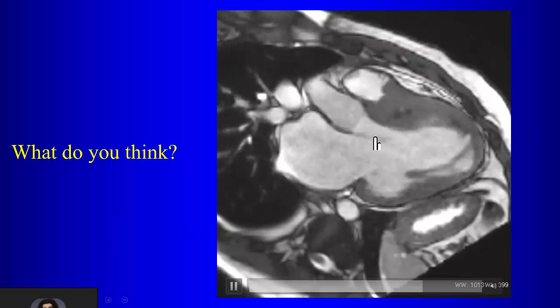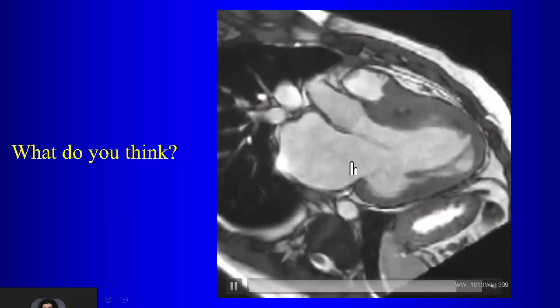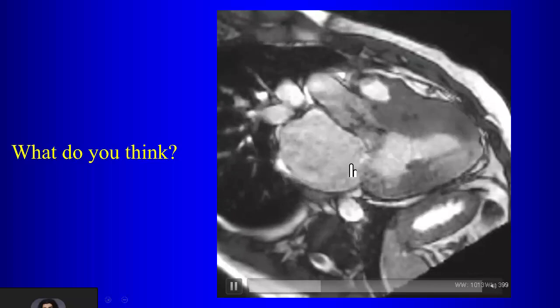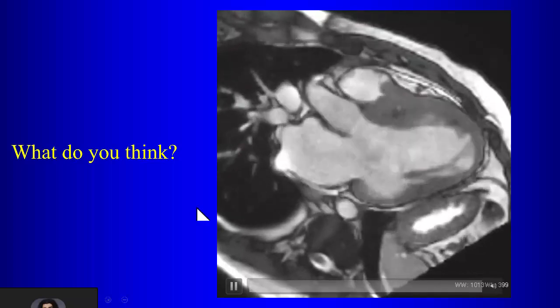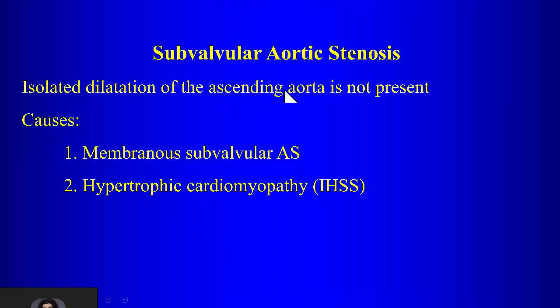So it's hard to demonstrate, but the anterior leaflet can move into the outflow tract during systole, and that causes that little bit of mitral regurgitation. So you can see some mitral regurgitation associated with HOCM. Okay? So subvalvular aortic stenosis, we can see that with a membrane. With the membrane, that's really rare. Most commonly, it's from hypertrophic cardiomyopathy.